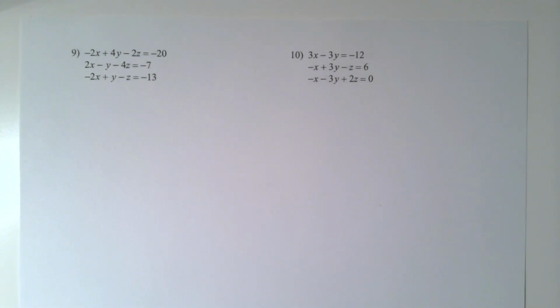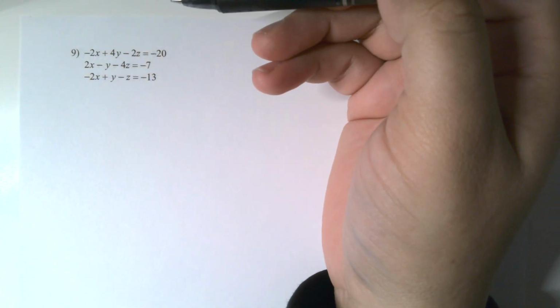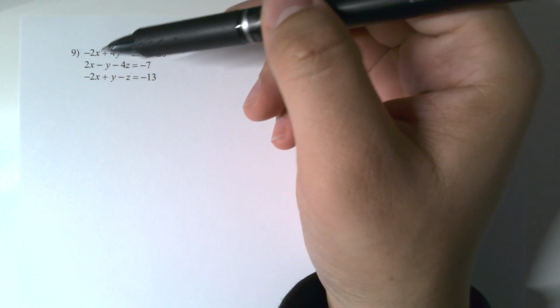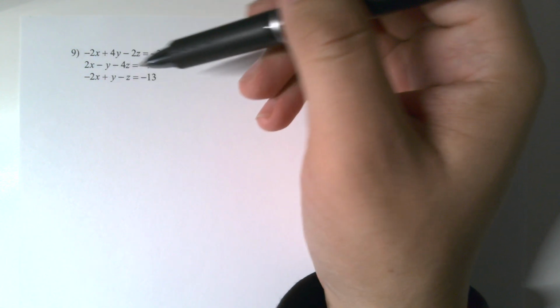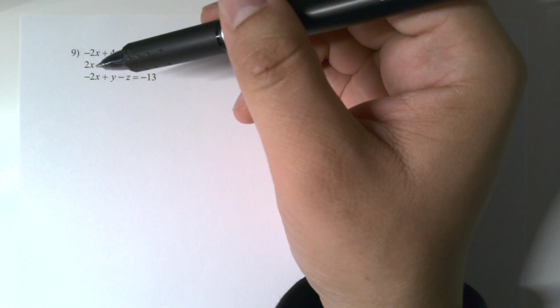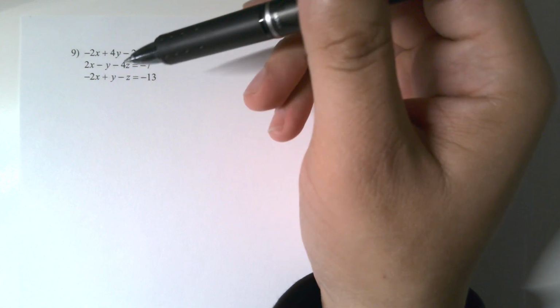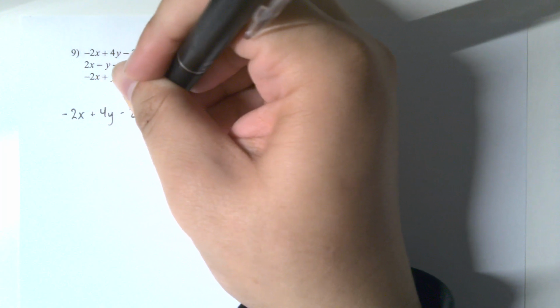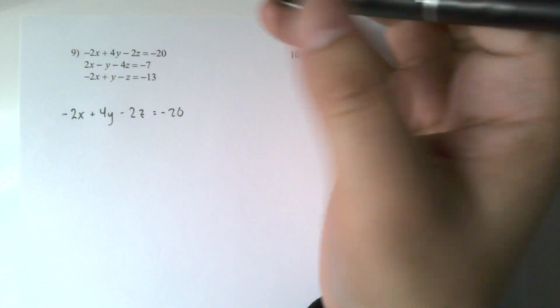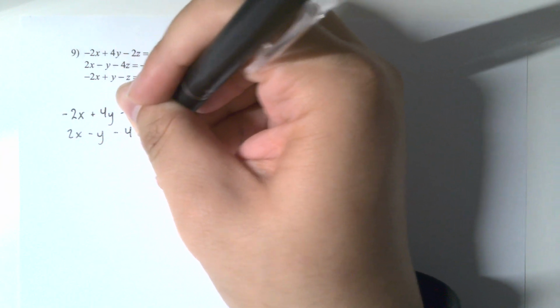All right, and let's look at number 9. With number 9, we have a similar situation where if I add equations 1 and 2 together, the x's will cancel, and then we can move on to equations 2 and 3, and the x's will cancel again. So if we do that, we have negative 2x plus 4y minus 2z is equal to negative 20. And then we have 2x minus y minus 4z is equal to negative 7.